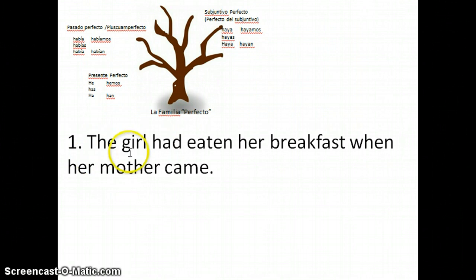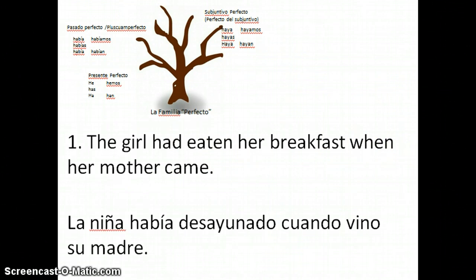Número uno. The girl had eaten her breakfast when her mother came. What's the timestamp there? It is not the girl. The girl is the subject. Had eaten, there's your past perfect formation. When her mother came is the timestamp. Okay? So we're going to look at that. La niña había desayunado cuando vino su madre. Okay? The idea of already had done something when something else occurred is very familiar with the idea of pluperfect or pluscuamperfecto.